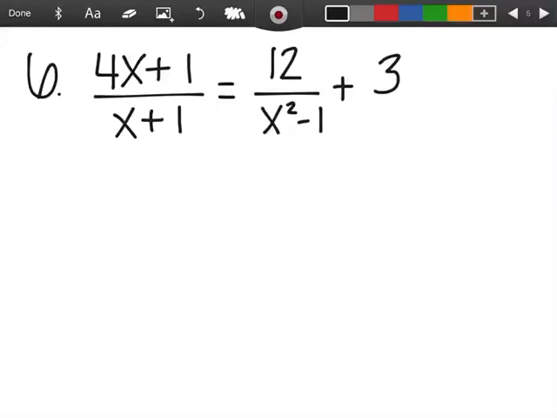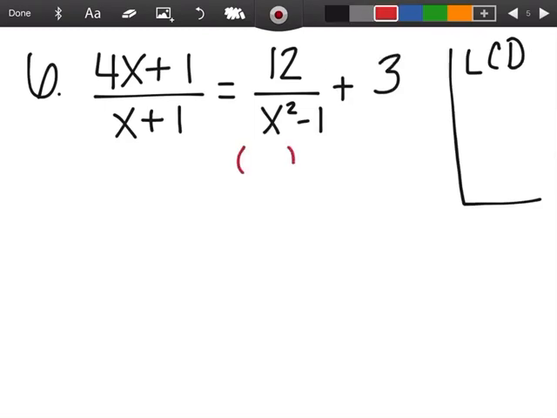Okay, so to solve a problem like number 6, I'm still going to get a least common denominator. I'm just going to recognize that this x squared minus 1 is actually factorable, and it's going to make my least common denominator a little less complicated in what I have to introduce to multiply. So x squared and 1 are both perfect squares. That factors into x plus 1 and x minus 1.